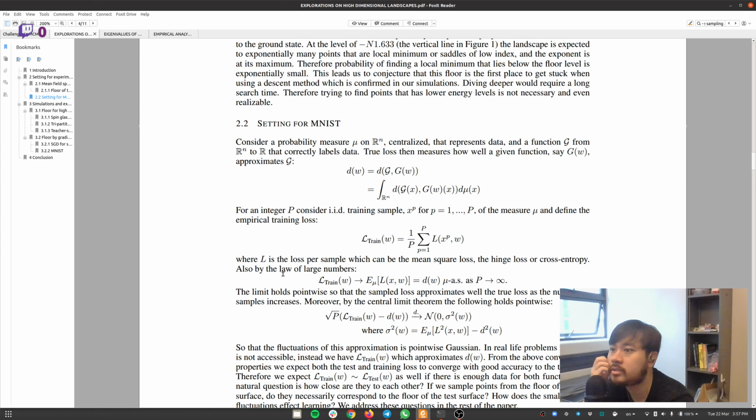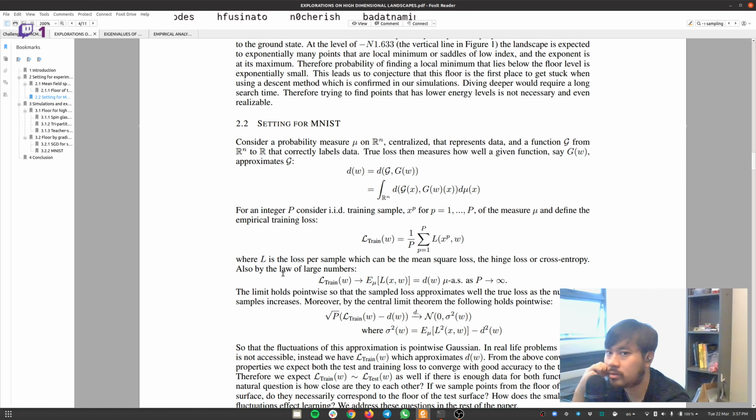Loss. Probability measure mu on R^n, centralized, that represents data as in a function g from R^n to N that correctly labels data. True loss then measures how well a given function, say g_w, approximates g. Okay, and the distance across x.